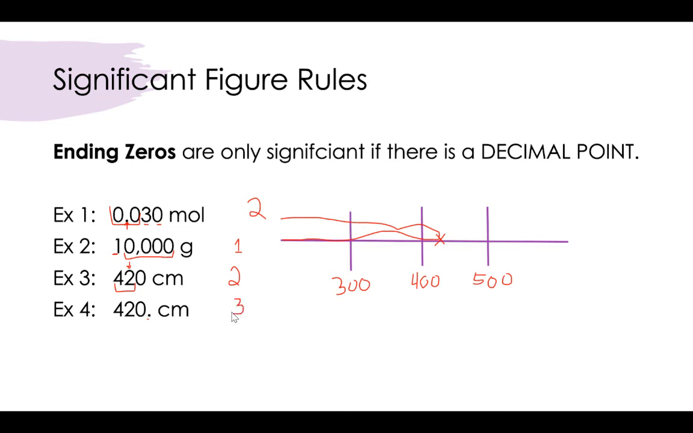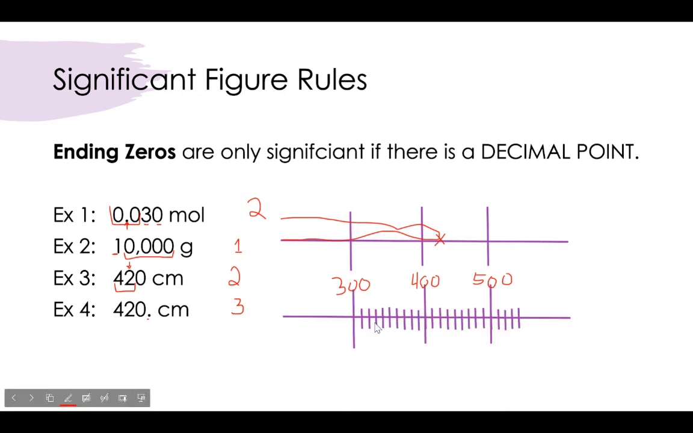In my fourth example, 420 with a decimal point, so this ending 0 is significant. So this has 3 significant figures. So what does this mean? This means that the tool that I used was much more precise. So again, I have 300, 400, 500, and my X landed on the 420 mark.